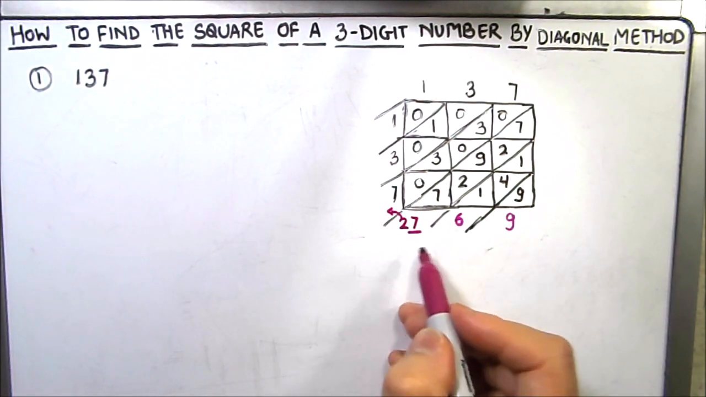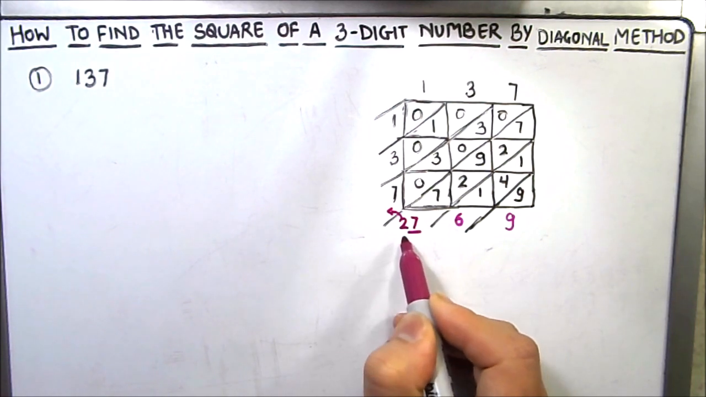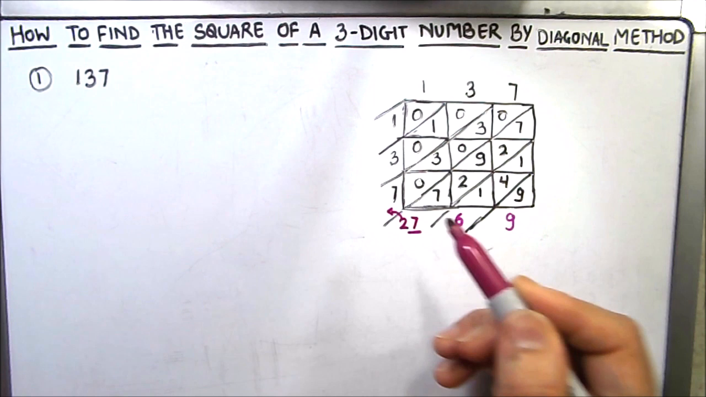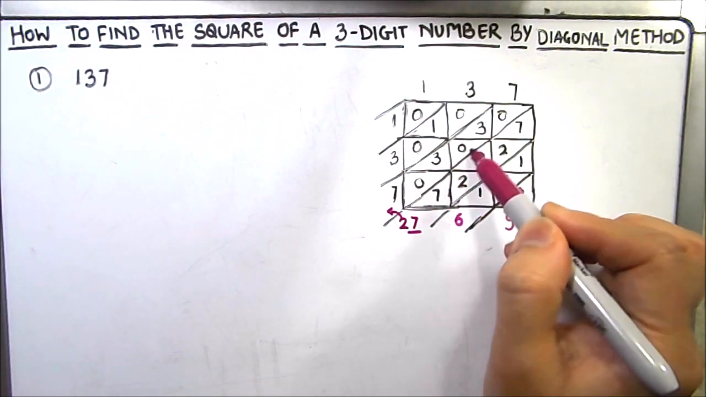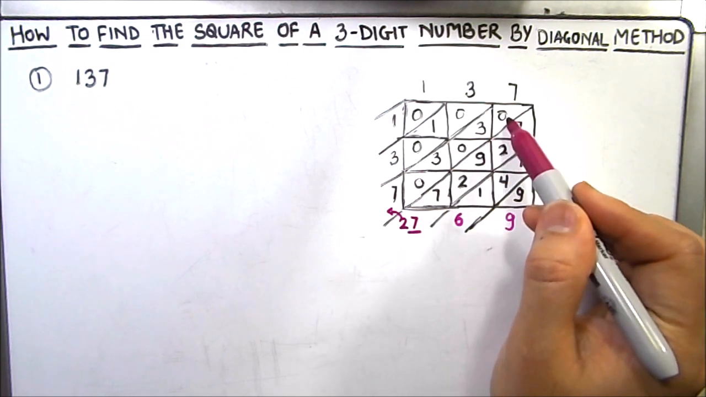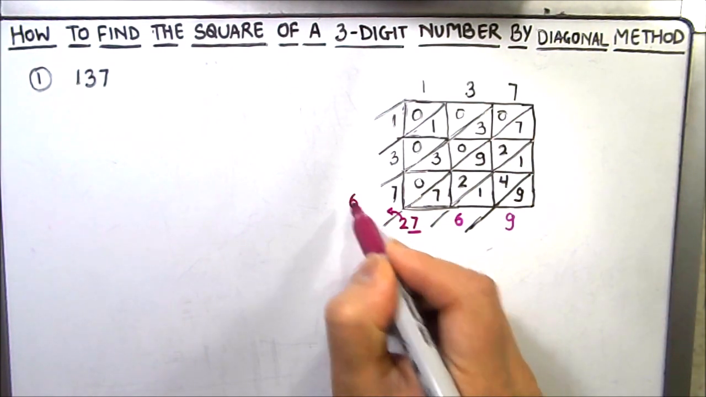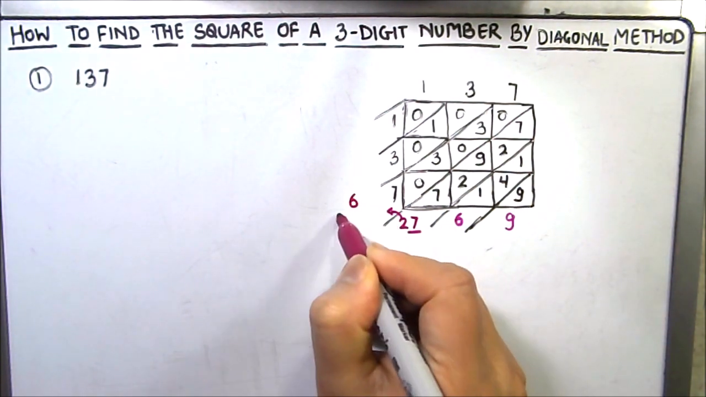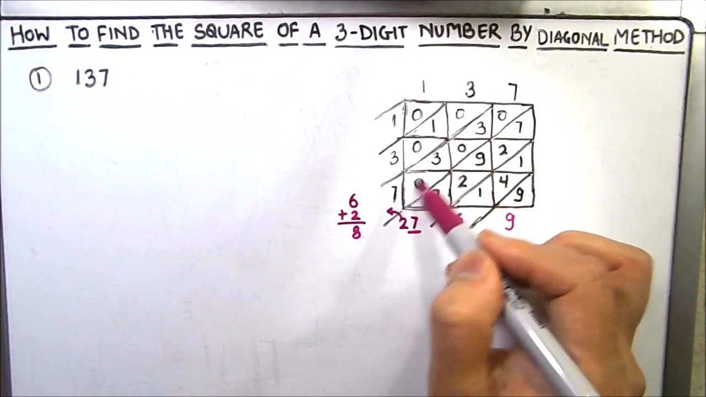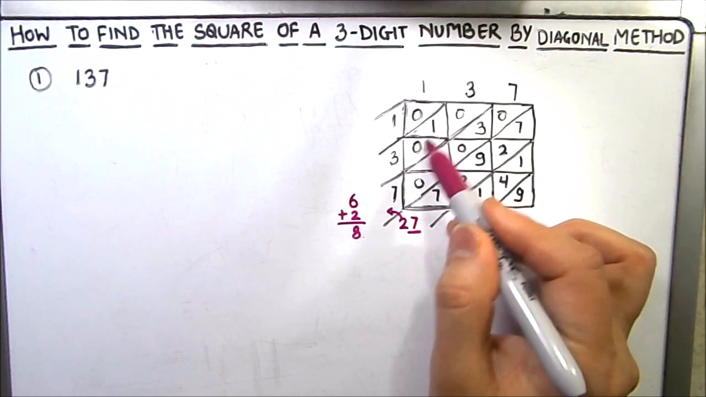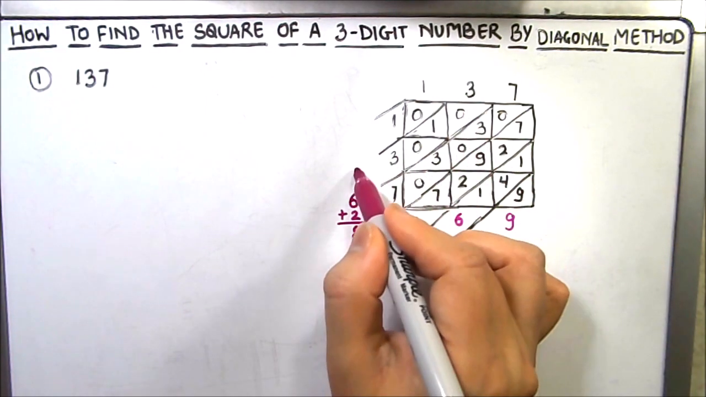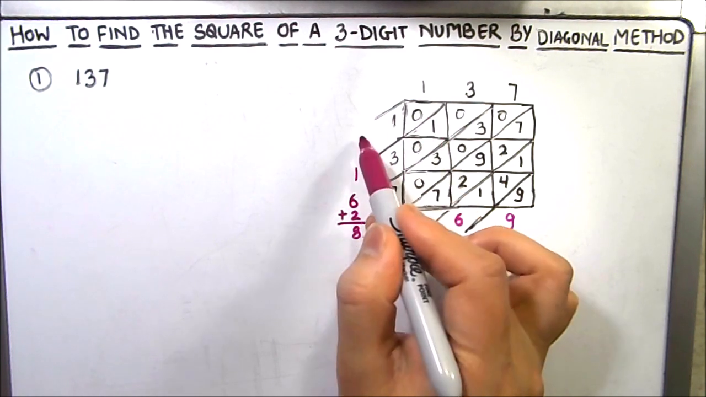So every time we get a 2-digit number, the 10th digit will be carried over to the next place. Now we'll add all the numbers in this diagonal. This is 3 plus 3, which is equal to 6. And we have a carried over 2, so we'll add 2. This will become 8. The sum of this diagonal is 8. Next, the sum of these numbers here, 0 plus 1 plus 0, is 1. And the first column is 0.